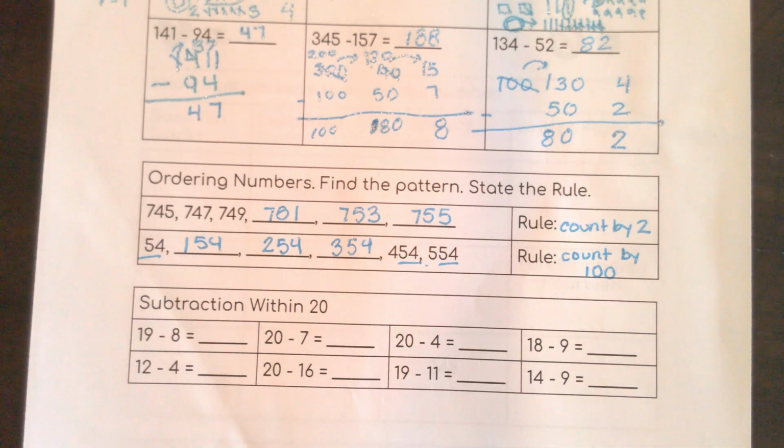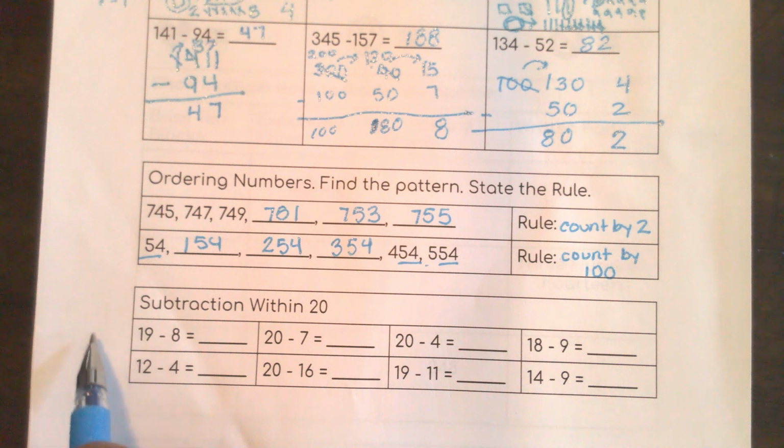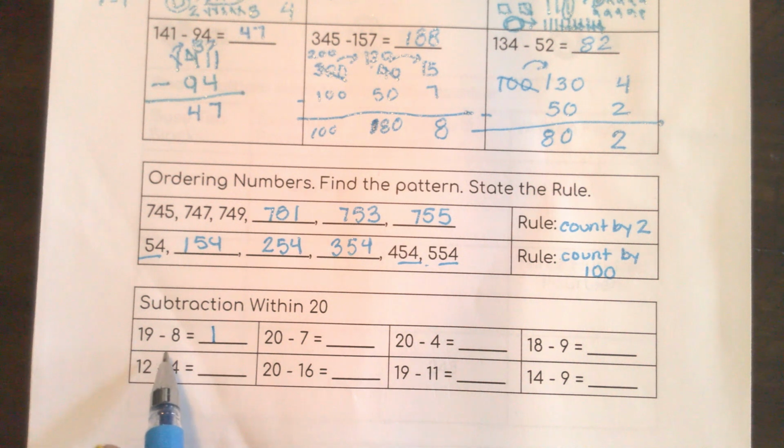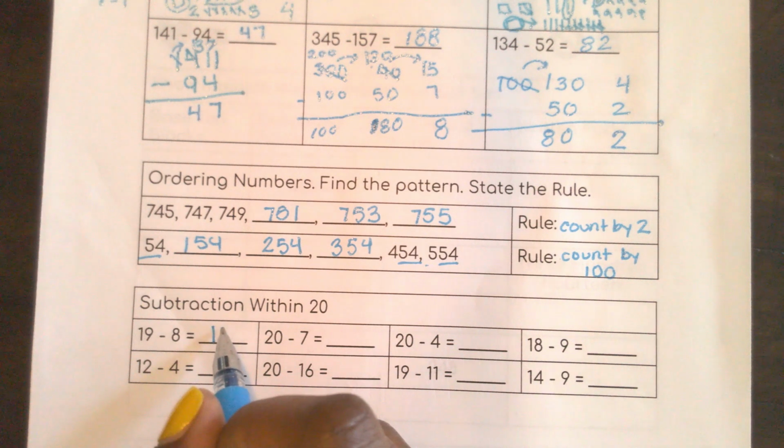So here we are moving down to subtraction within 20. So remember we were using a strategy yesterday where you had to kind of split a number and subtract? You can do that. You can count backwards. You can use what you know about tens. So here I have 19 minus 8. In my ones place I have 9 and 8. I know that I'm still going to have a 10, but I'm going to subtract 9 and 8. That will give me 1.